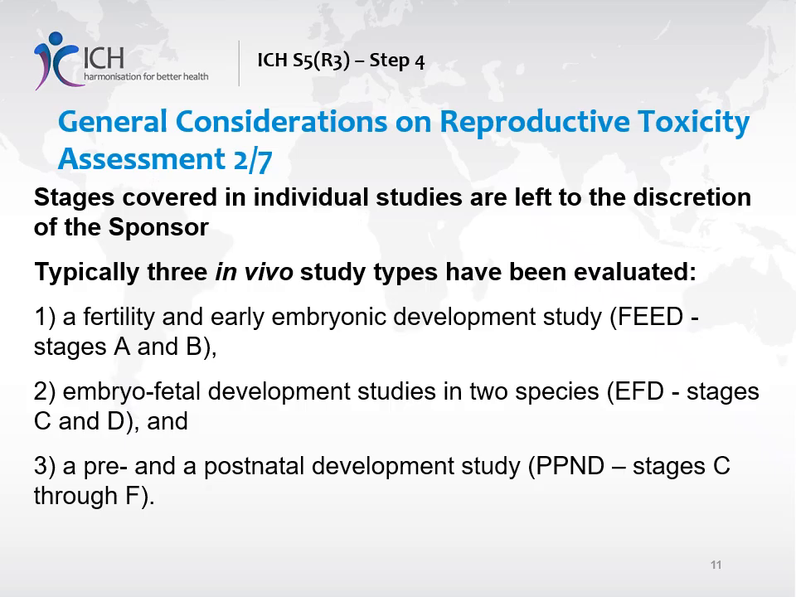Typically, 3 in vivo study types have been evaluated: a fertility and early embryonic development study, FEED, stages A and B; embryo-fetal development studies in 2 species, EFD, stages C and D; and a pre- and postnatal development study, PPND, stages C through F. The stages covered in individual studies are left to the discretion of the sponsor, although the timing of studies within the pharmaceutical development process is dependent on study populations and phase of pharmaceutical development.